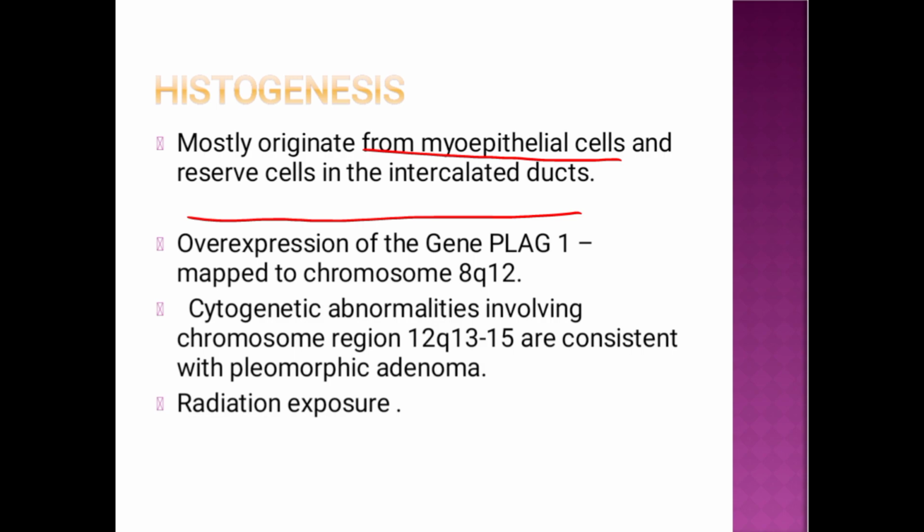Basically, there is an overexpression of a gene, the PLAG1 gene, which is present on the long arm of chromosome 8. So it is a cytogenetic abnormality, meaning it involves the genes. It can also involve other chromosome regions, like chromosome 12, and locations like 13 and 15 are specified. They are associated with pleomorphic adenoma. Okay, radiation exposure might be one of the factors.